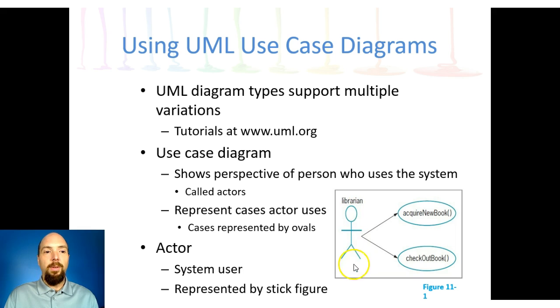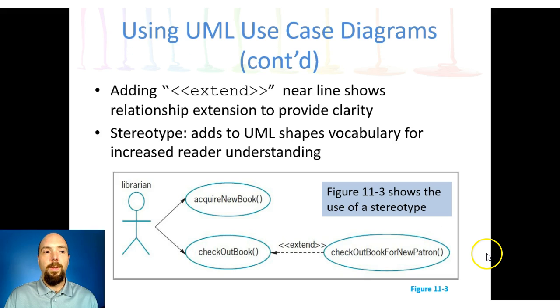Alright, so in this case we have a librarian, that is our actor, and our librarian can acquire new books and the librarian can check out books. So if a patron comes in and asks the librarian, do you have a particular book? The librarian says no. The librarian has a function or a method available here to acquire a new book. But if the librarian says, yes, we do have the book, then they can check the book out to the patron.